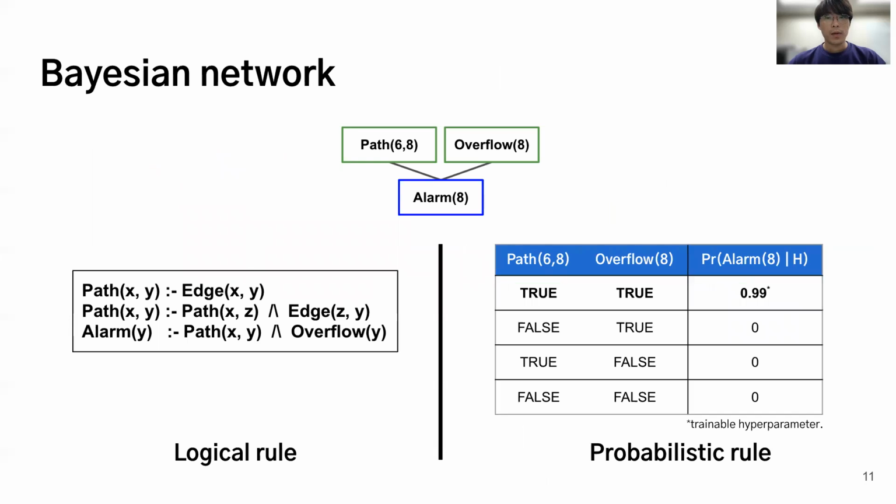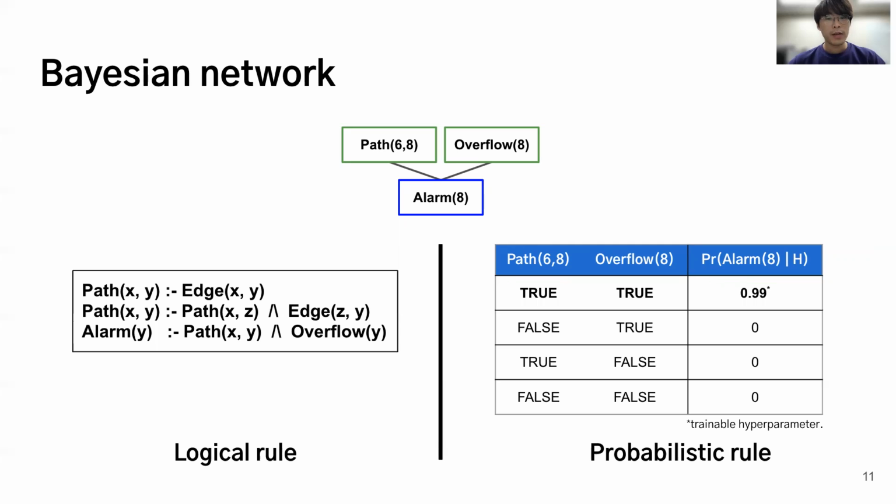With logical reasoning, we can only derive if the alarm is either true or false. In order to make probabilistic reasoning possible, we use the Bayesian network framework. In the framework, the logical rule now turns into a conditional probability ranging from 0 to 1. For example, consider deriving an alarm from a known path and overflow. The conditional probability now represents that if both path and overflow are true, then the alarm is likely to be true with probability 0.99. Note that the probability itself is a trainable hyperparameter.